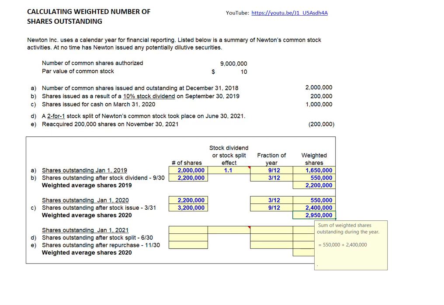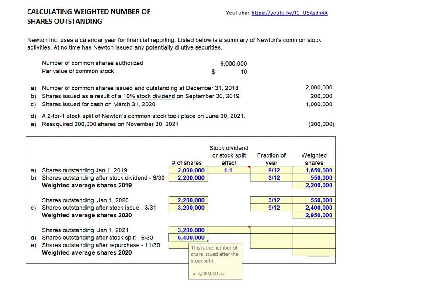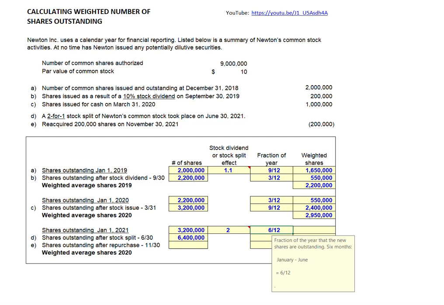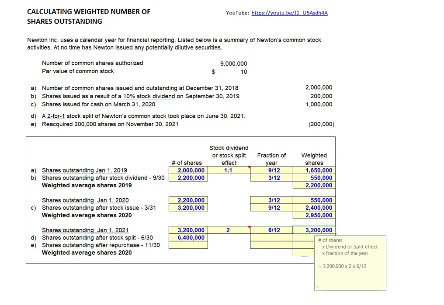We begin January 1, 2021 with the 3.2 million shares outstanding. Our first stock transaction is a 2-for-1 stock split on June 30th, which will increase our shares outstanding to 6.4 million. Now again, that 2-for-1 stock split is assumed to have happened at the beginning of the year, and it was outstanding for 6 months, January through June. So we take the 3.2 million shares, multiply it by 2, multiply it by the fraction of the year, and get 3.2 million weighted average shares for the first 6 months of the year.